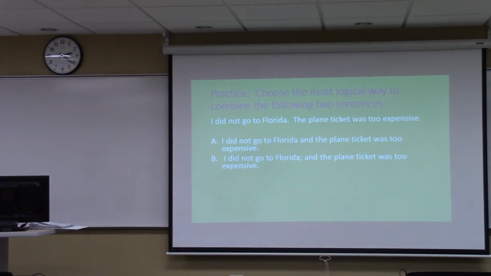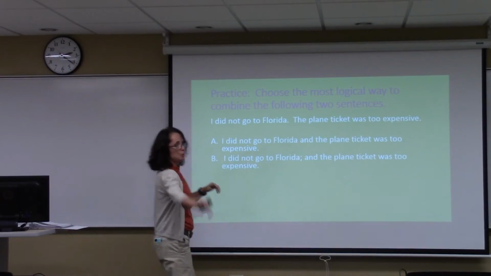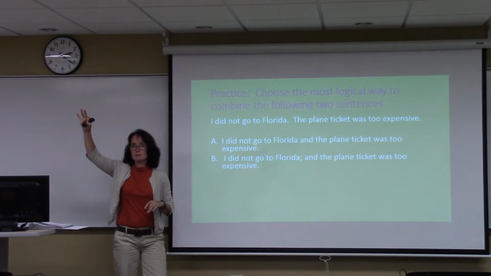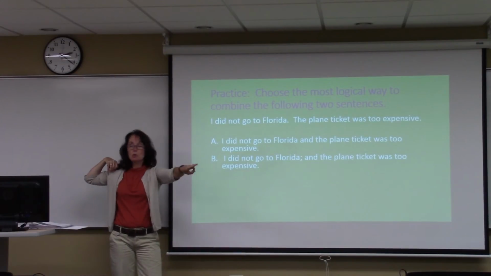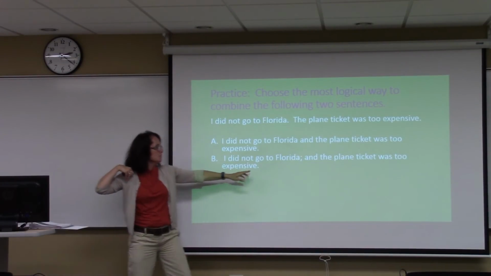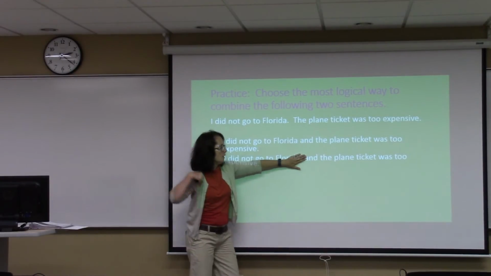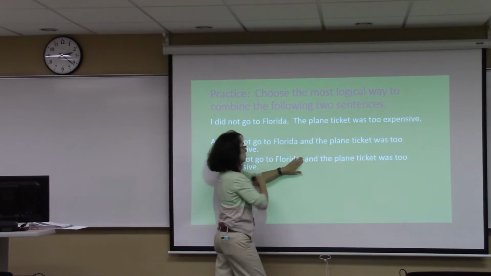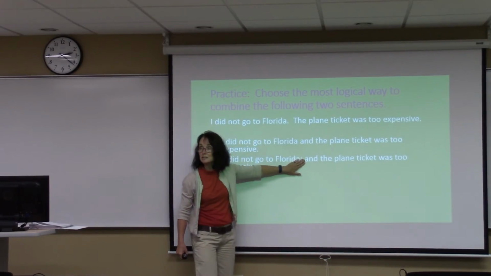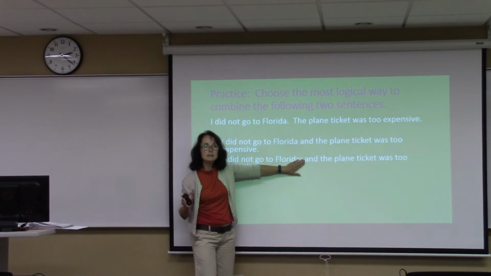Remember, you guys, there's three ways to connect sentences. Semicolon; comma with a fanboy; and no comma with non-fanboys. This one has a semicolon, but guess what? This isn't a sentence. "The plane ticket was too expensive" is not a sentence. It can't stand by itself.